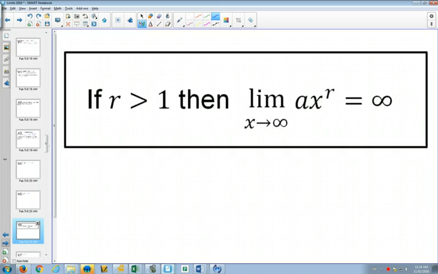Now I'm going to put an example underneath here. If we pick a value bigger than 1, so let's go limit as x goes to infinity of any number a times x, and we're picking a number bigger than 1, like 5. Anytime that happens, does that make sense that this is going to go to infinity? As long as a is a positive number. Of course, if I made the a value in front a negative number, it would go to negative infinity.